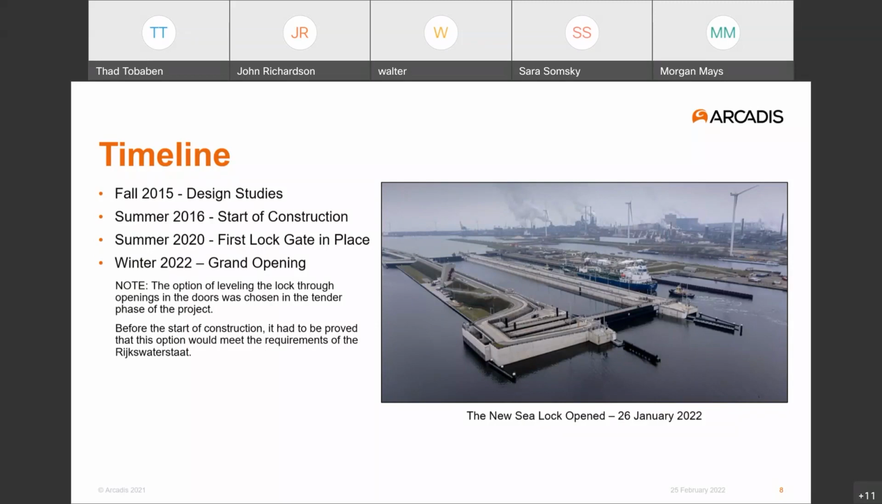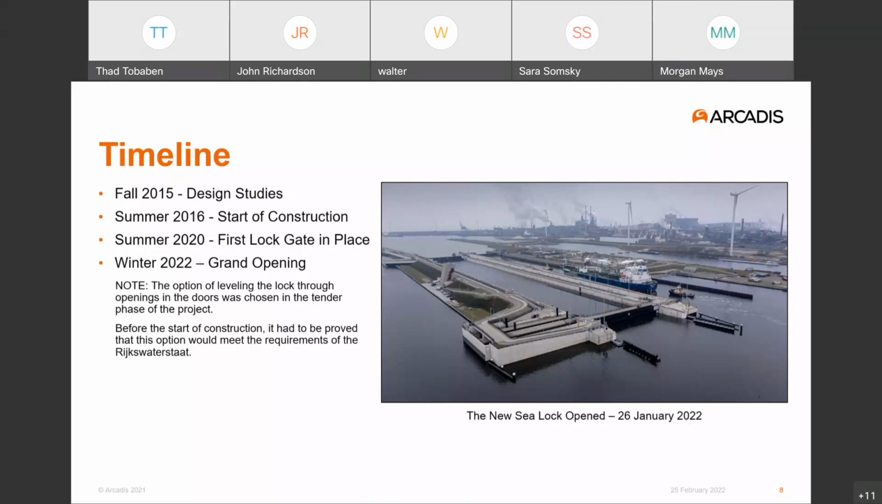I would note that the choice of leveling system, which is to bring waters through the doorways, was chosen in the tender phase of the project, very early on. By agreement of the project partners, before the construction could start, it had to be proved that this option would meet the requirements of the Environment Ministry. So it was in this early phase of the project that we were involved with CFD analysis, which very shortly I'll get on to talking about.